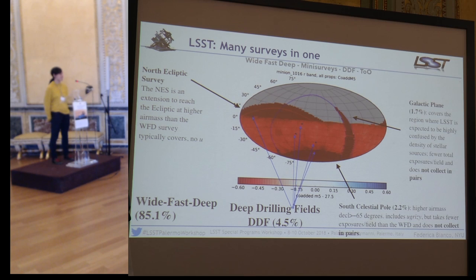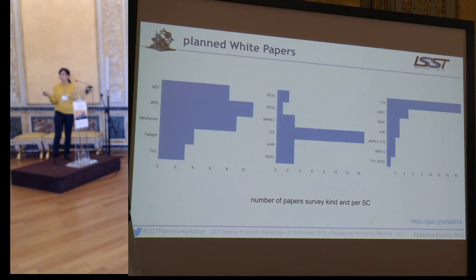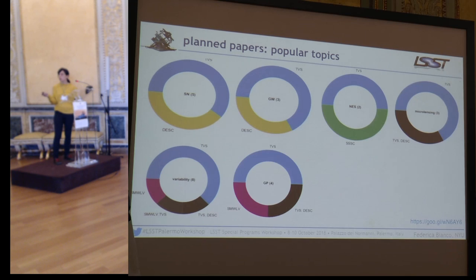I just have a curiosity about the fact that in the galactic plane, individual fields will be observed with a single exposure, not collected in pairs, because with smaller exposure times, in principle, one could improve the detection of the sources.